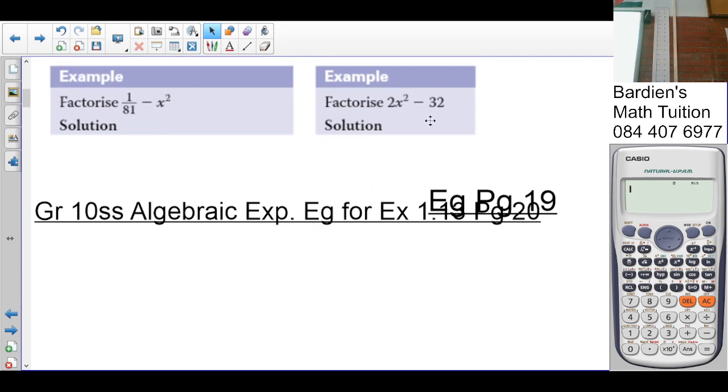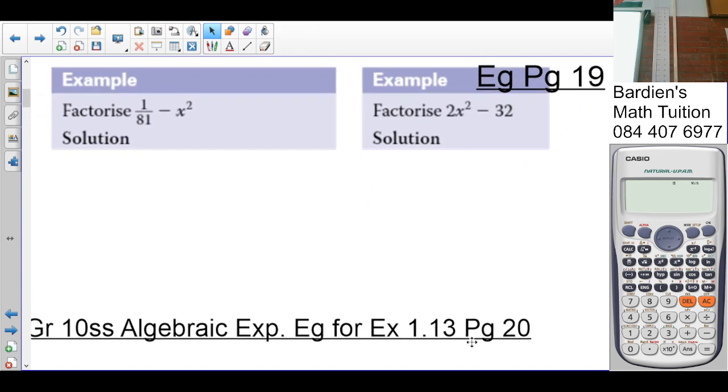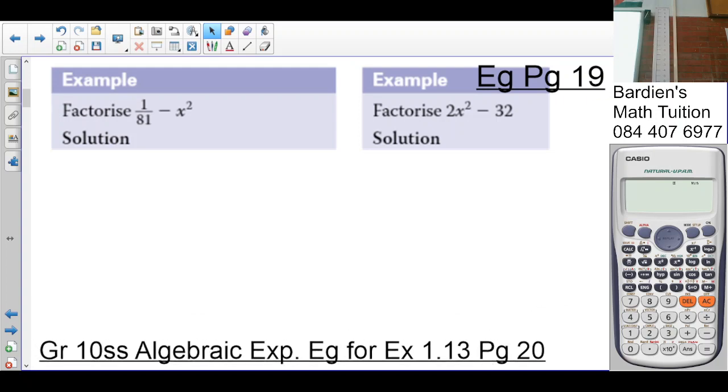Next one, example 5 and 6 on page 19. So the square root of 1 over 81 is 1 over 9. The square root of x squared is x. Yes, difference of two squares is evident there. So your square root of 1 over 81 is 1 over 9 and 1 over 9, one plus and one minus, x and x.